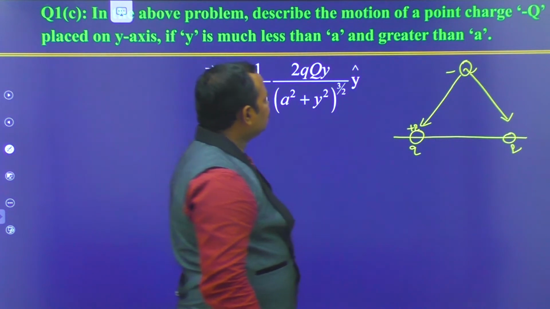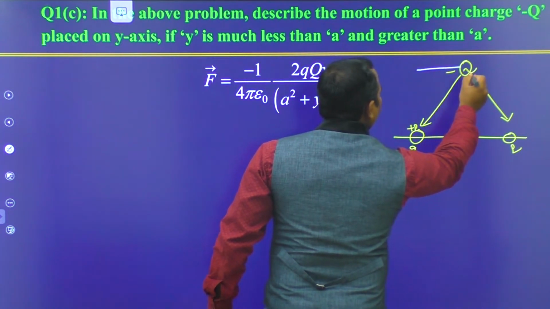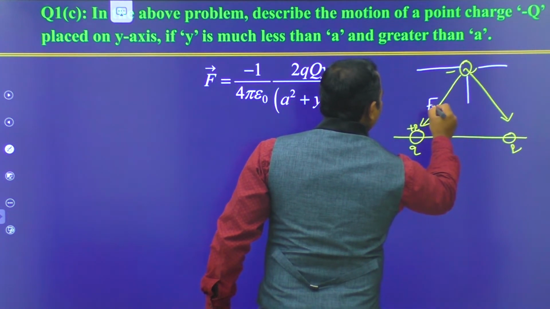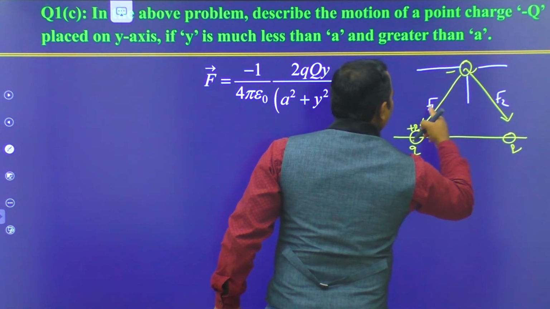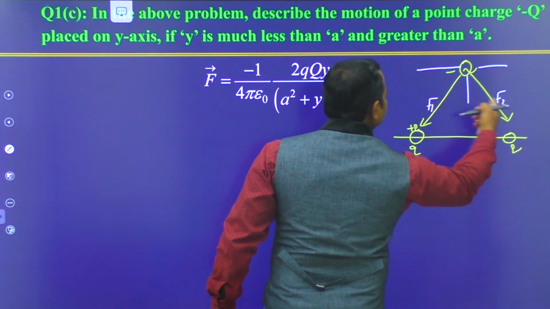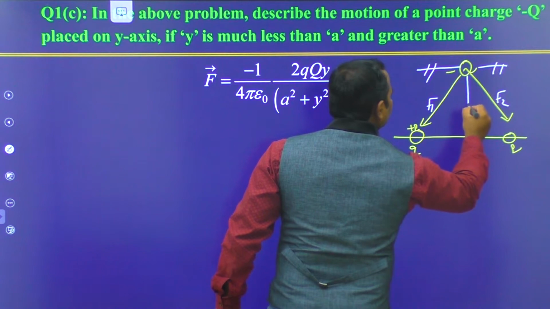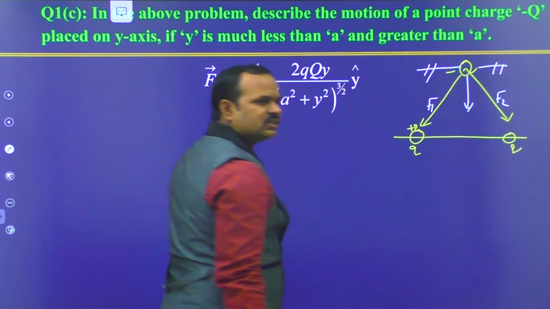Now if you resolve these two forces, F1 and F2, into horizontal and vertical components, the horizontal components cancel and you are left only with the vertical components.